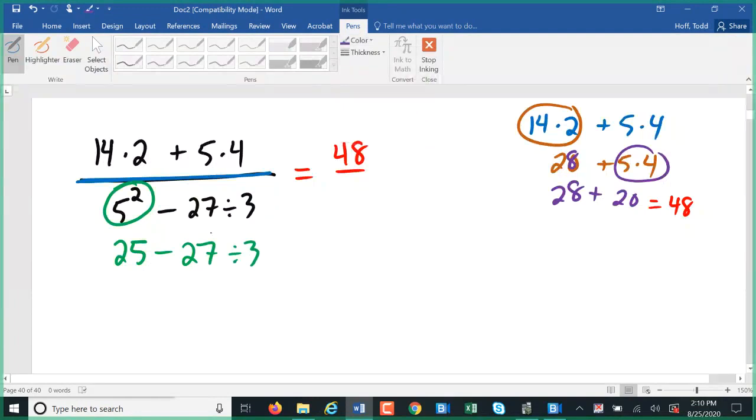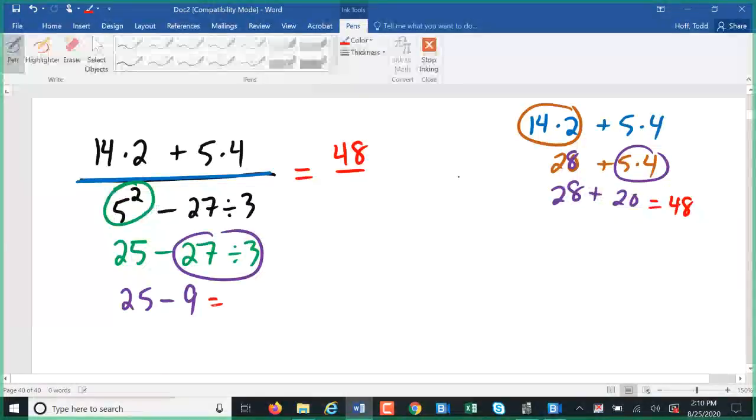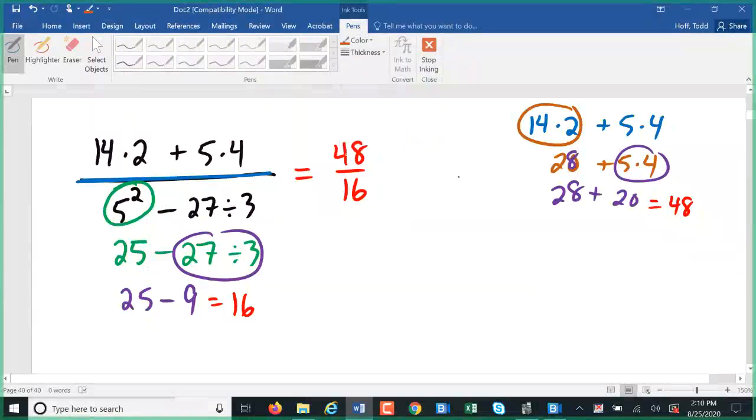Then we have to do the 27 divided by 3, which is 9. And last is 25 minus 9, which is 16. So the bottom of that reduces to 16. And now we do our division. 48 divided by 16 is 3.